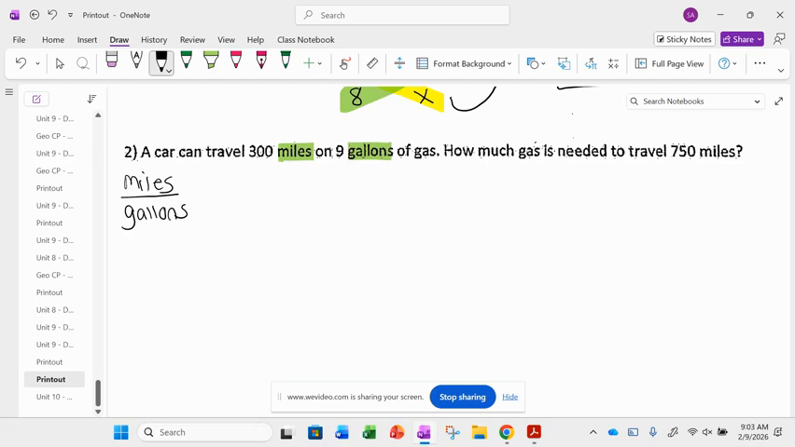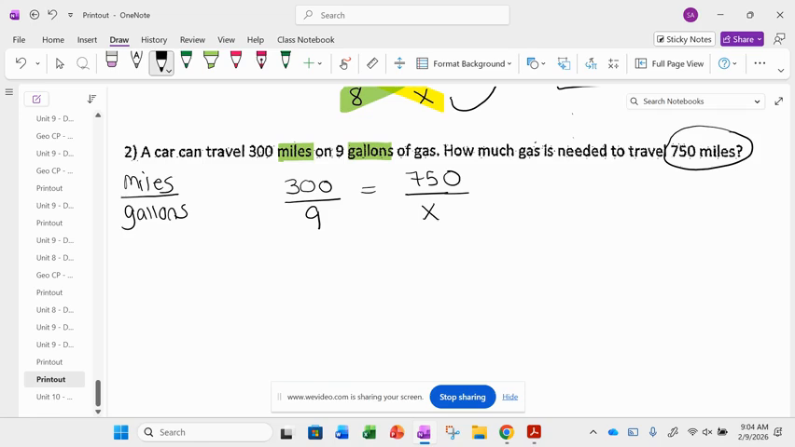So now it says 300 miles. So that's 300 in my numerator goes on 9 gallons of gas. So I have 300 over 9 equals how much gas is needed to travel 750 miles. Where am I putting that 750? Numerator. And how much gas? That's talking about gallons. So I'm going to put x in the denominator.